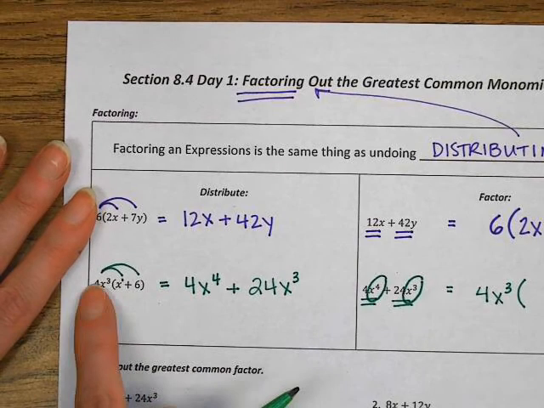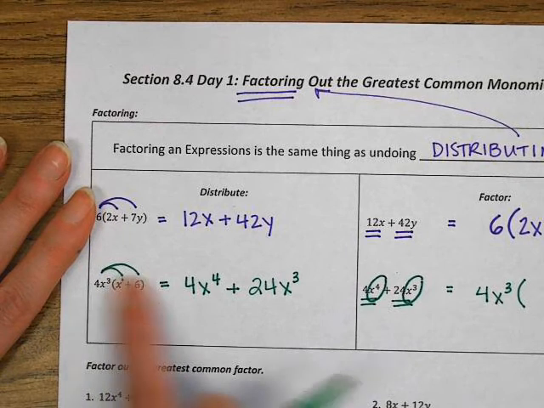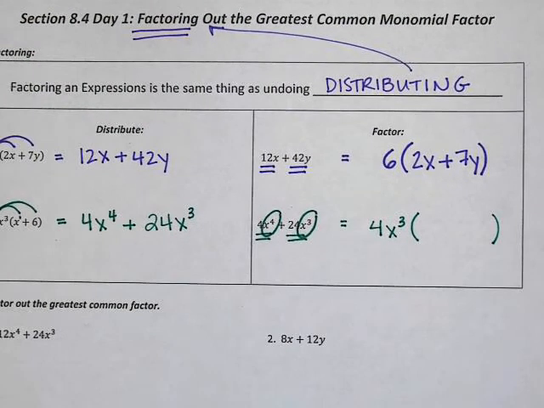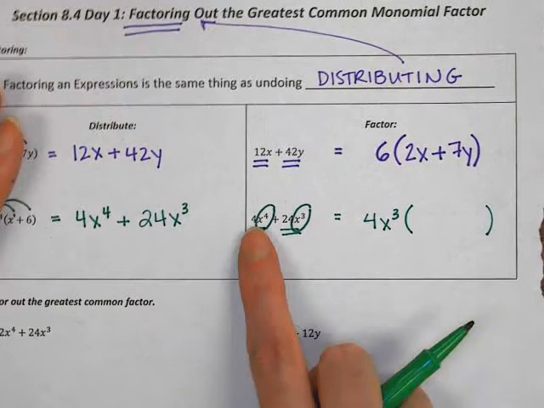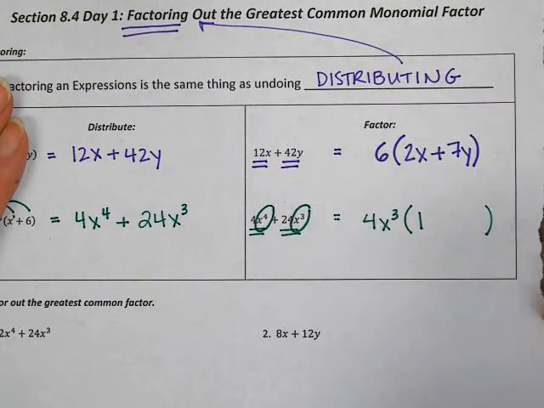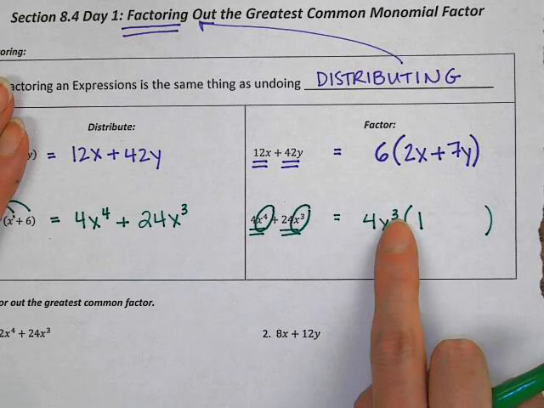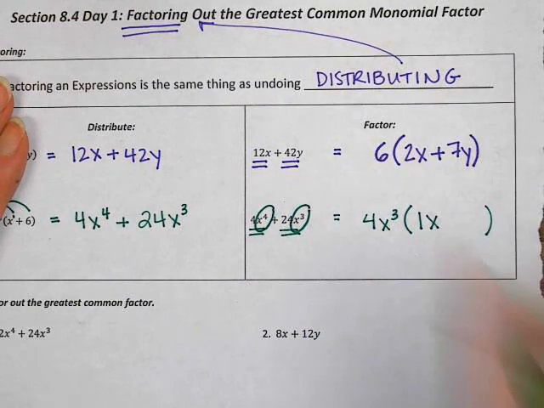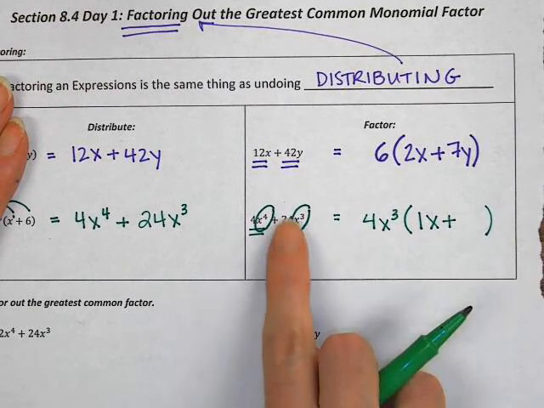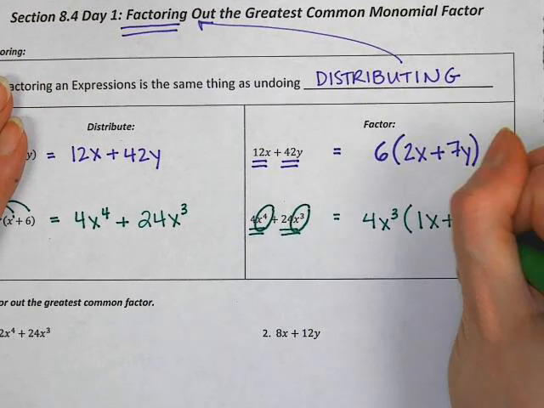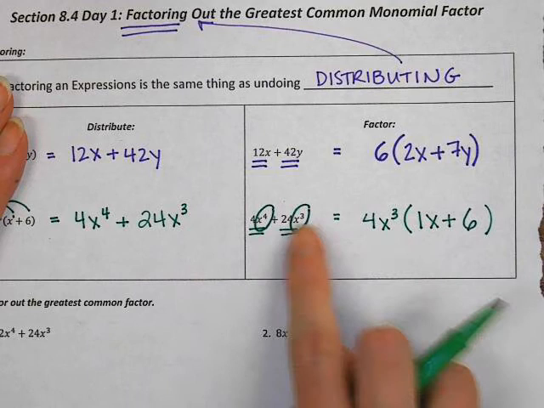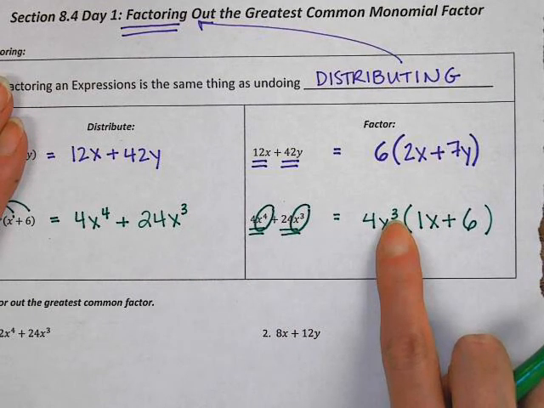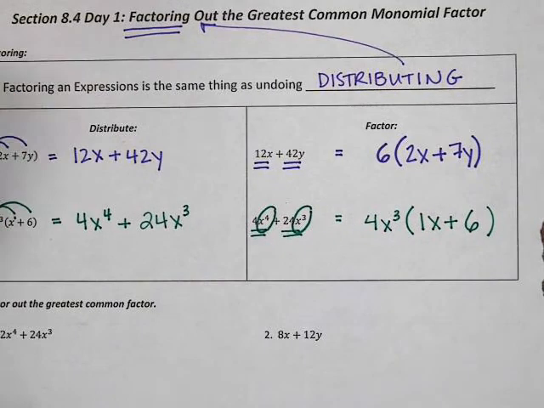Remember before you would multiply and add. Now we're dividing and subtracting. Okay, let's do it. 4 divided by 4 is 1. If you subtract the exponents, 4 minus 3 would be 1x left over. And then plus sign. 24 divided by 4 is 6. And if you subtract the exponents, 3 minus 3 is 0, so there's none left. So you don't write it.